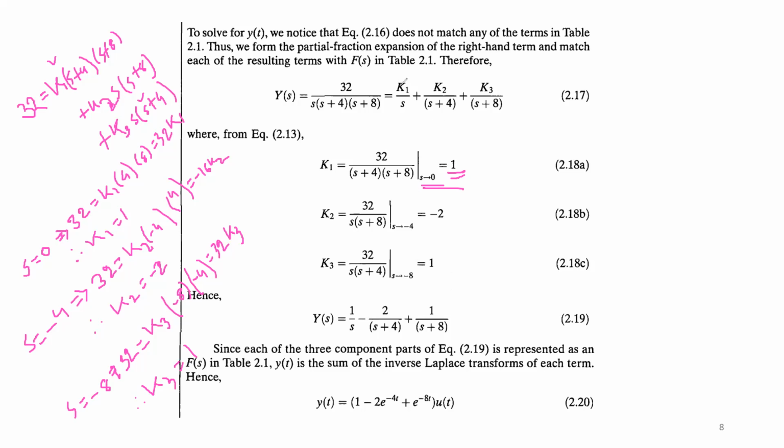So these are the values. Now put these values here. Instead of k1, you write 1. Instead of k2, we write -2, so -2 by s plus 4. Now if you want to convert it back from Laplace to y(t), this one would be 1 over s, that means 1, and 2 by s plus 4, that means 2 into e to the power -4t, plus e to the power -8t.